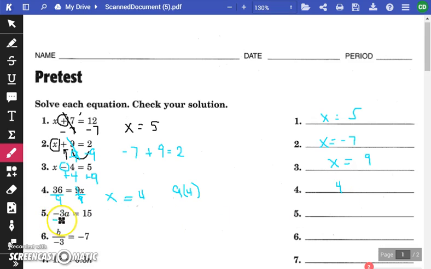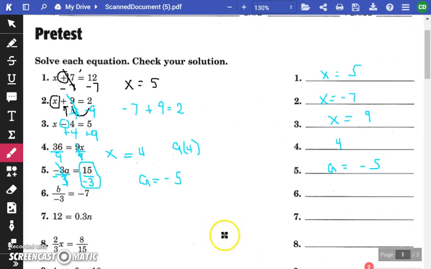In this case, you're going to divide by a negative 3. Remember, you're dividing by the coefficient. This coefficient is negative 3. Negative divided by negative is a positive. So that's a positive a, and a is equal to negative 5. Why is it negative 5? Because we have a positive and a negative number. When you divide a positive by a negative, you get a negative. So a is equal to negative 5. And if we multiply a negative 3 times a negative 5, that equals positive 15. So it does solve that problem.